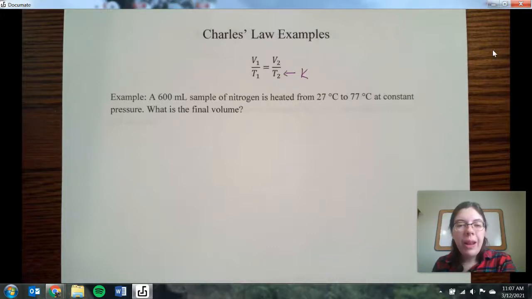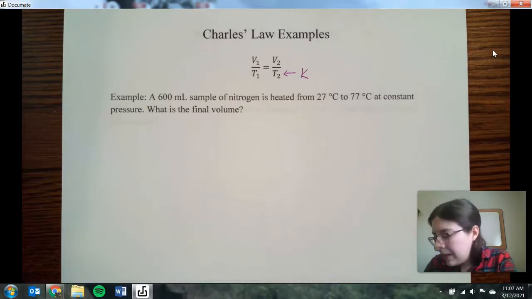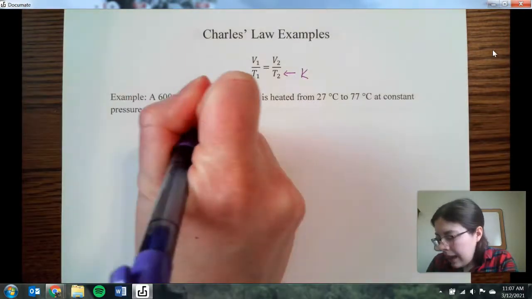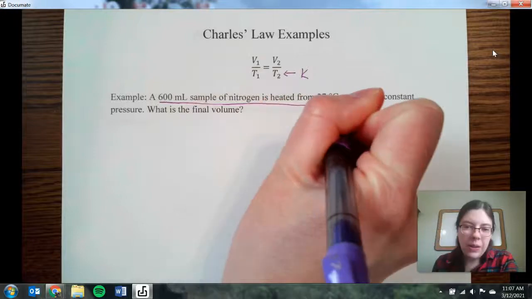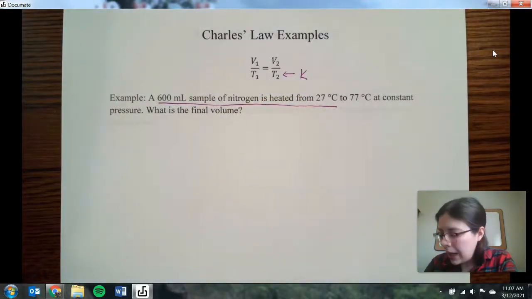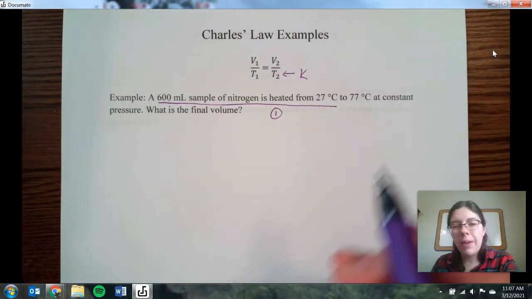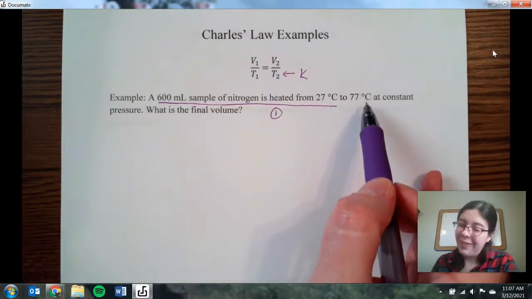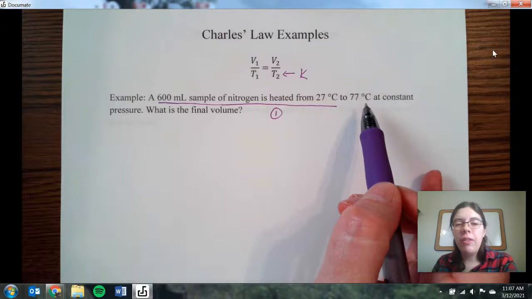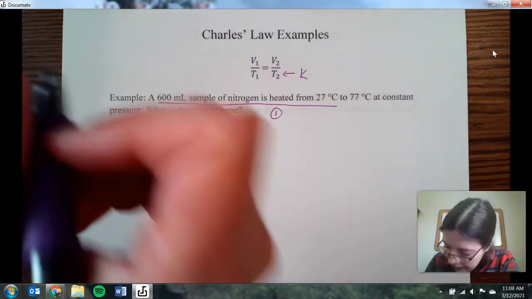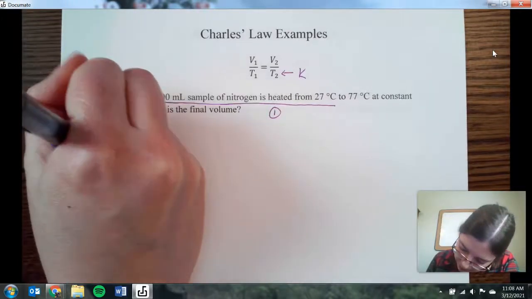The other thing we want to think about is our paired values. So we're told that we have 600 milliliters, and that is at 27 degrees Celsius. So those are going to be our paired values. That's going to be our ones. And our twos are going to be our 77 degrees Celsius once we convert that to Kelvin, and then the final volume. So let's go ahead and write some of this down.